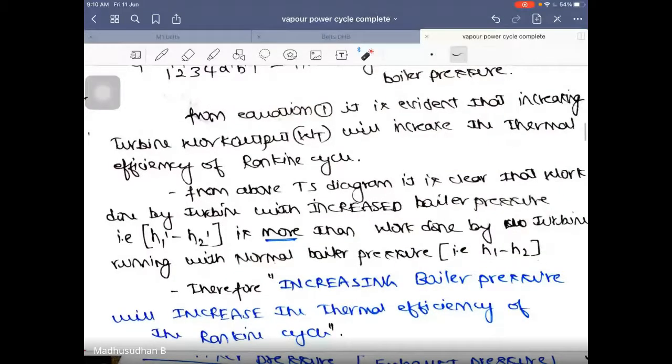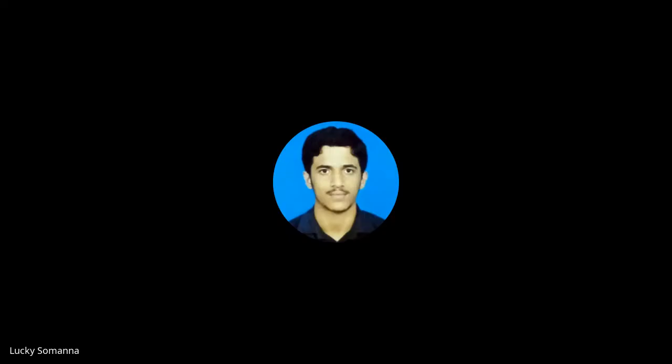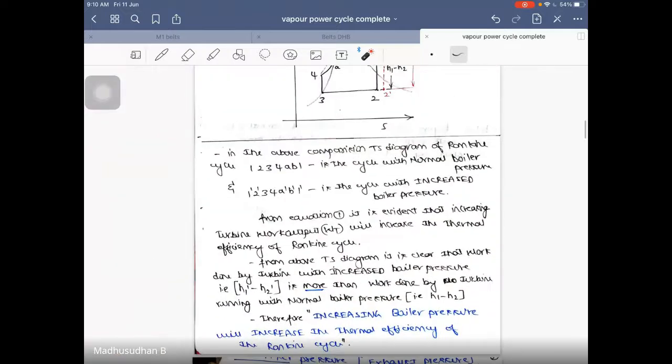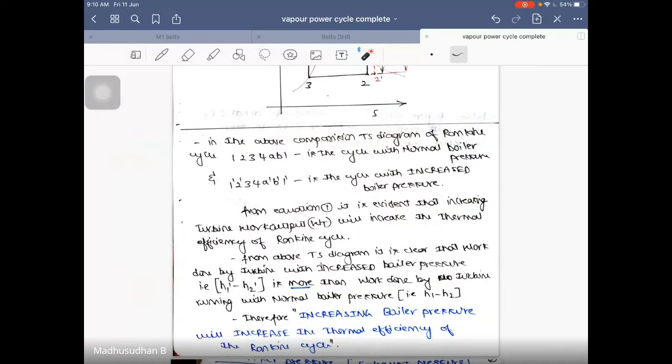Increases. So please read this line, Lucky. Therefore, increasing the boiler pressure will increase the thermal efficiency of the Rankine cycle. If you increase the boiler pressure, what happens to the thermal efficiency? Efficiency also increases. So that is the conclusive statement. This is all the explanation I have given.